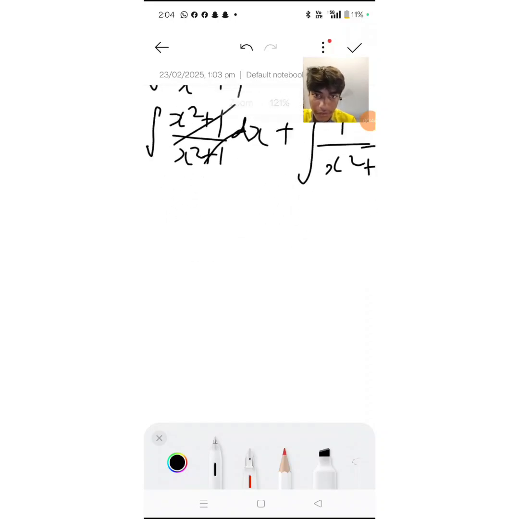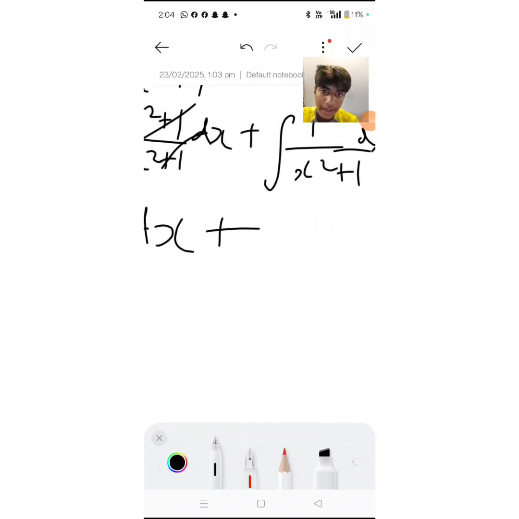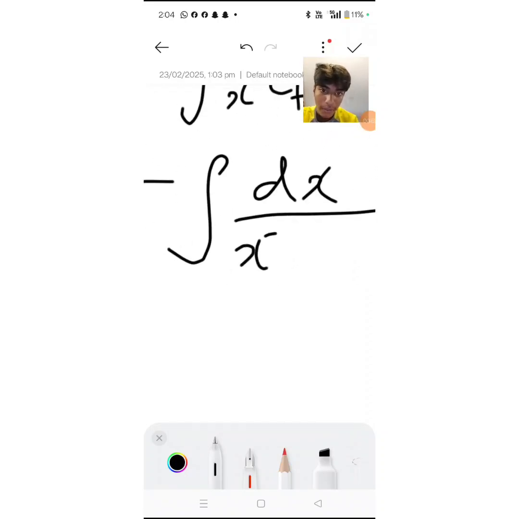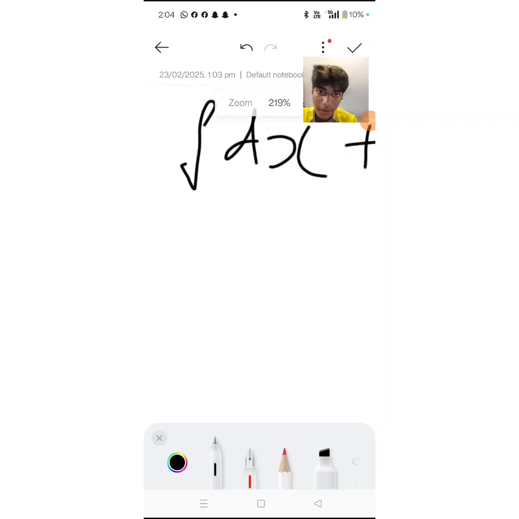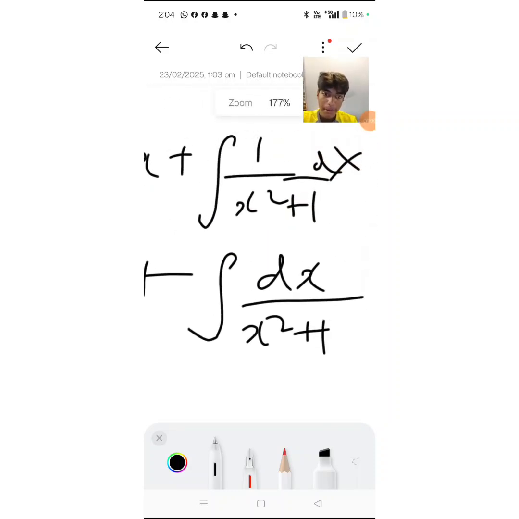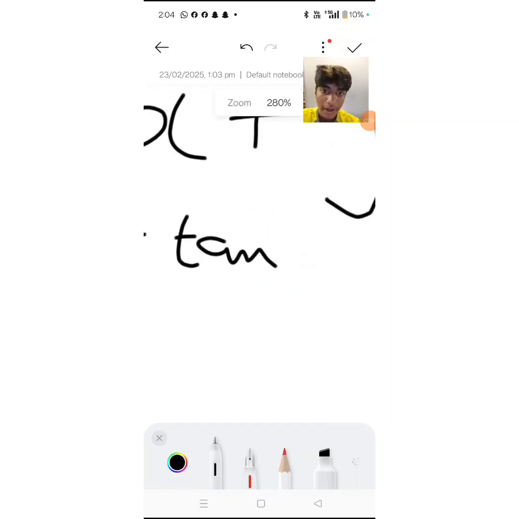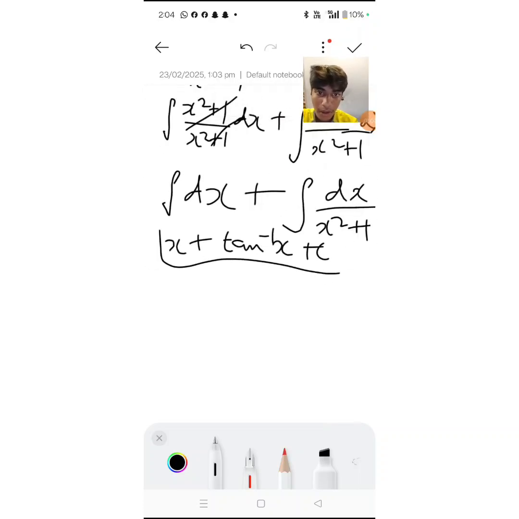So this gets cancelled, so it's just the integral of dx plus the integral of dx divided by x square plus 1. The integral of dx is x, plus 1 divided by x square plus 1, which is tan inverse x. That's something you need to remember. Tan inverse x plus c. This should be your integral.